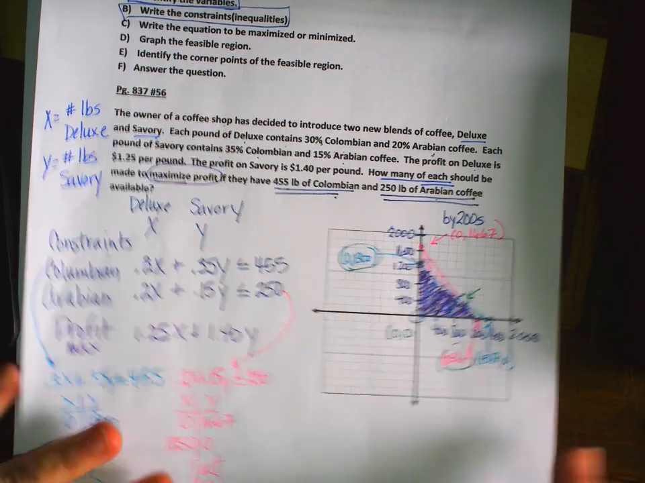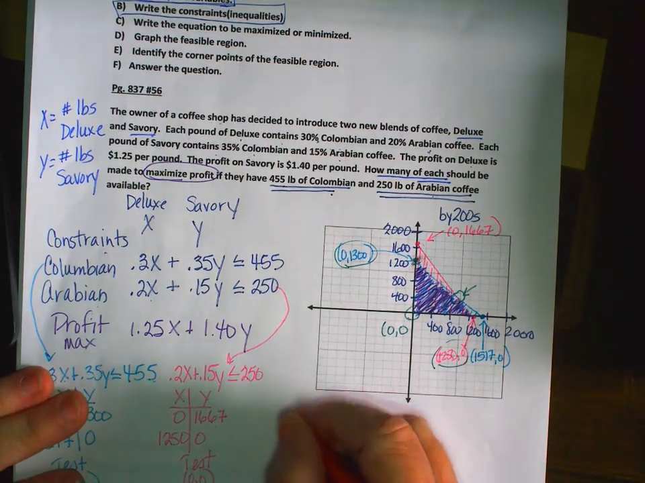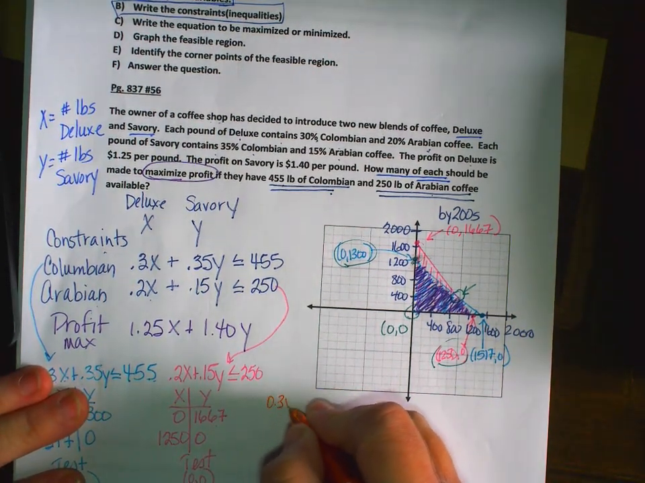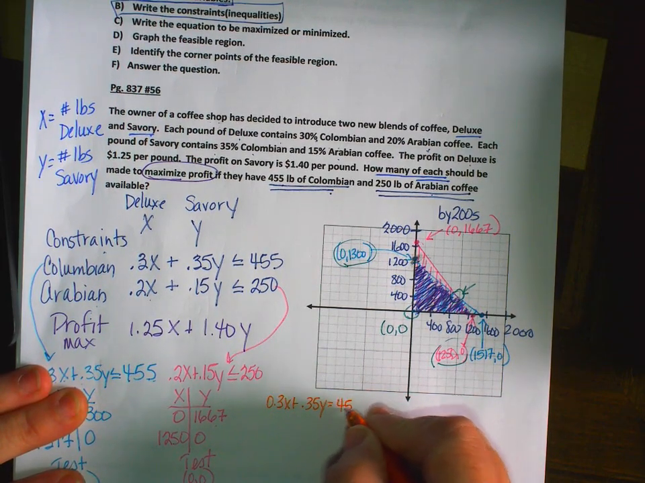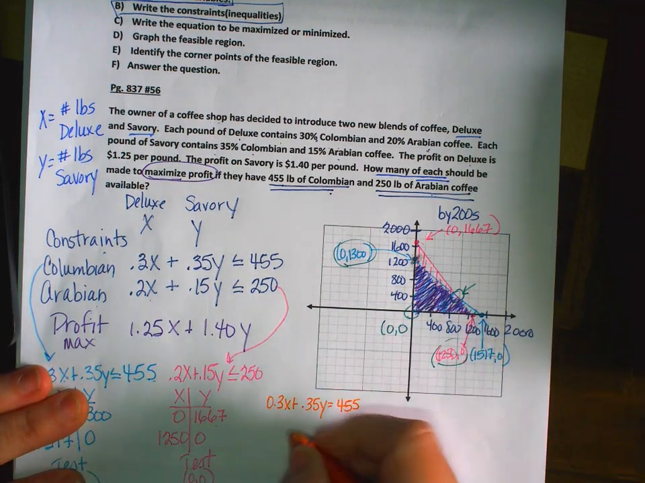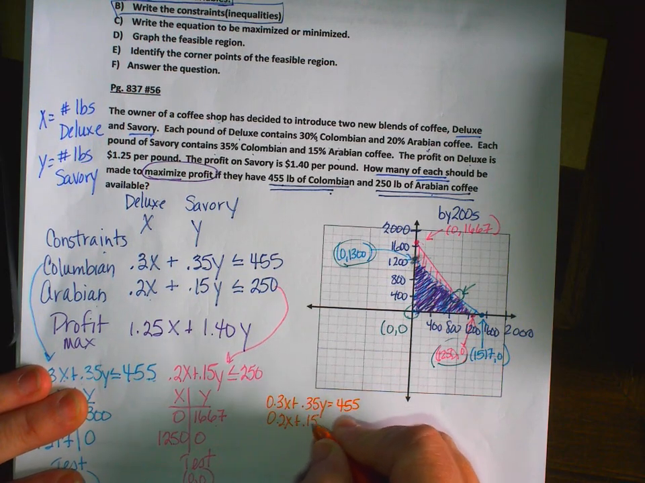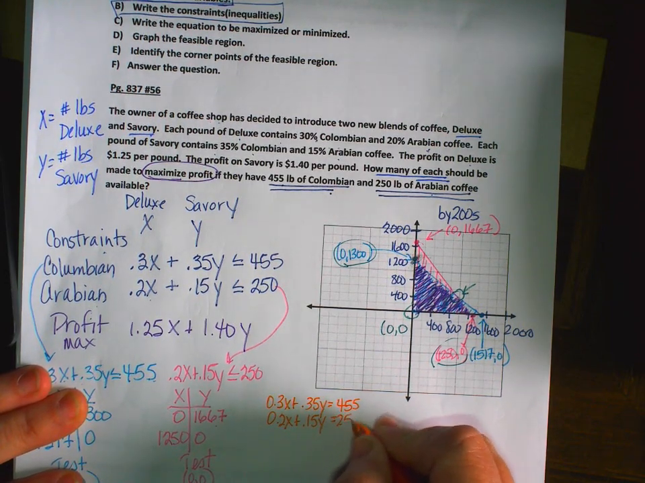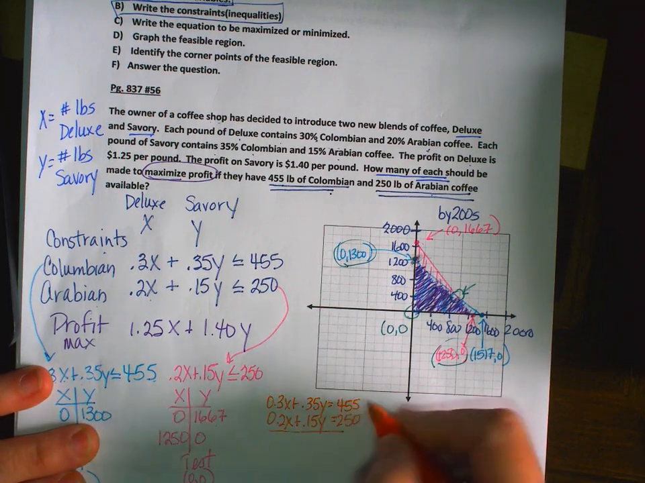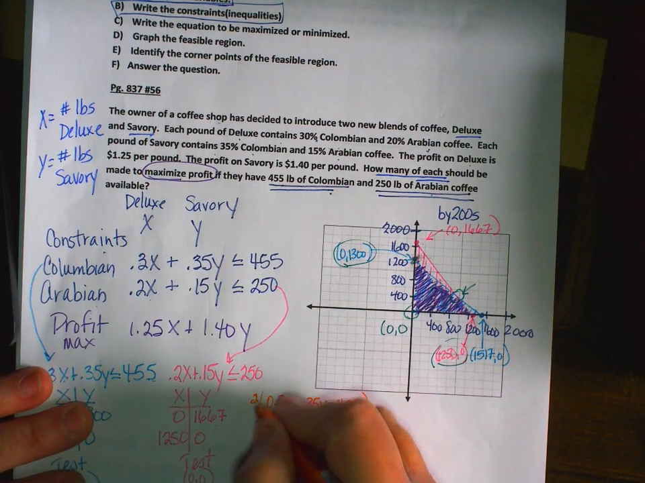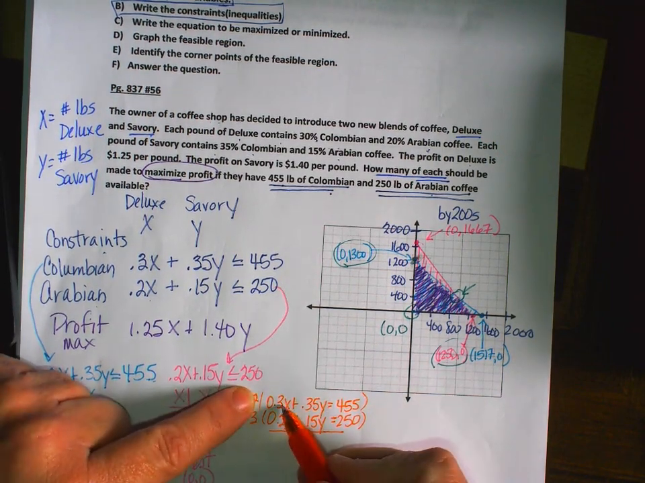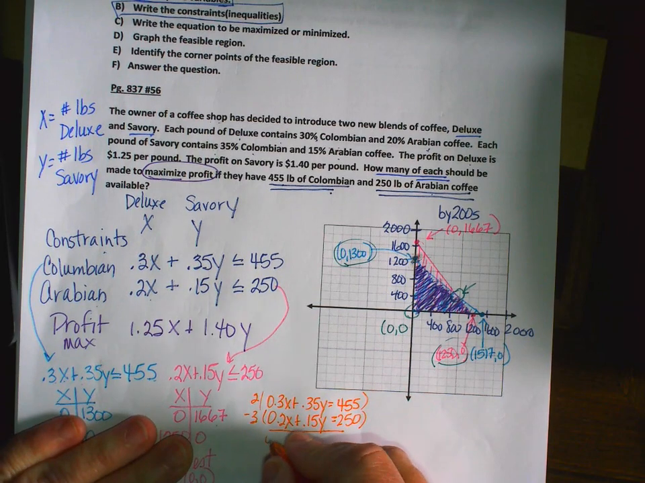So I'm going to solve those two equations together as a system. So I have 0.3x plus 0.35y equals 455. I'm using equals because I'm just looking for the point where the lines cross. I'm not worried about the inequality part of it right now. 0.2x plus 0.15y equals 250. And I need to multiply these by something so I can eliminate a variable. I multiply the top by 2 and the bottom by -3, because that'll give me a 0.6 here and a -0.6 here. So that gives me 0.6x plus 0.70y.